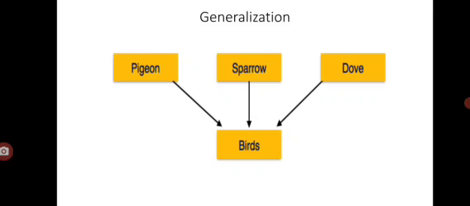Then generalization. Here in this diagram you can see the pigeon, sparrow and the dove. These are the types of birds. All these will have the common properties, that is flying. The birds will fly, is it right? So these all come under the common word called as birds. So the common property of all the pigeon, sparrow and dove is fly. This is called as generalization.